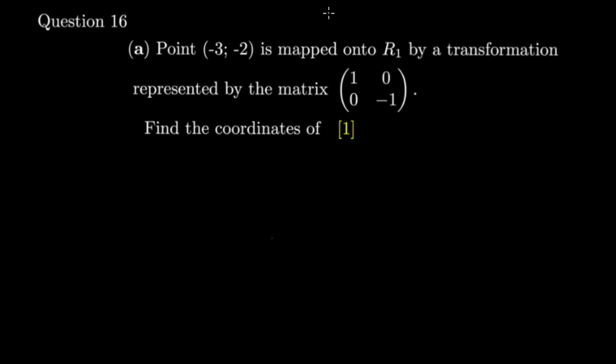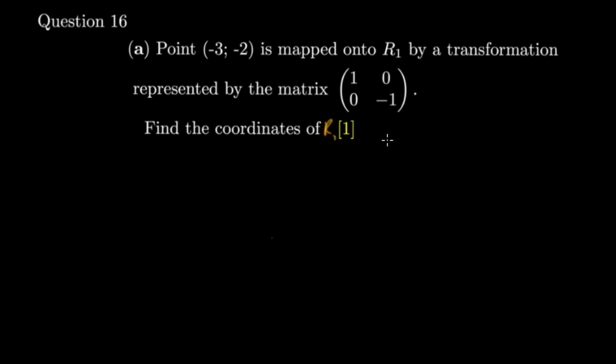Guys, so we're continuing with question 16. It says this point (-3, -2) is mapped onto R1 by that transformation. The transformation is represented by this matrix. We're supposed to find the coordinates for R1.